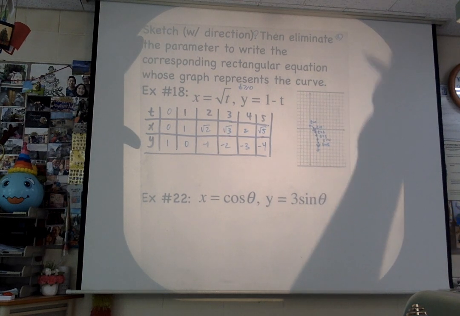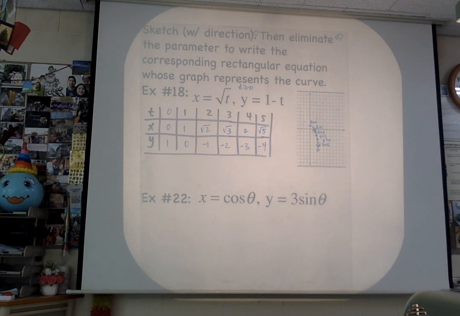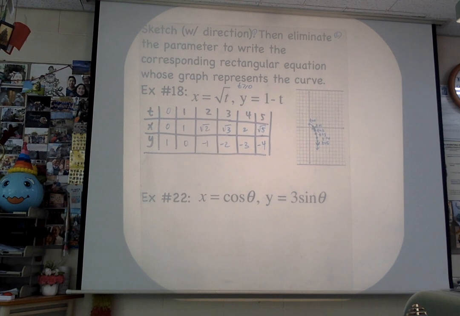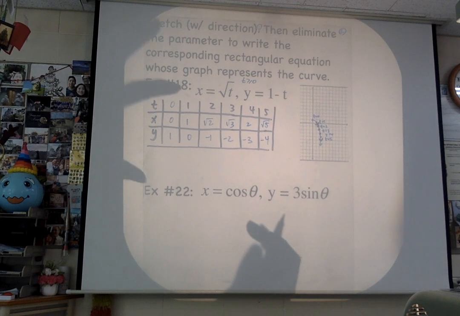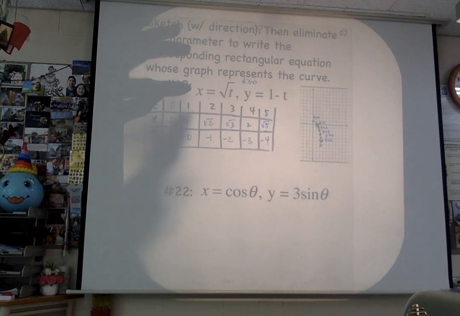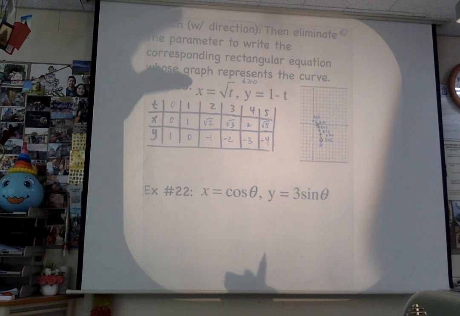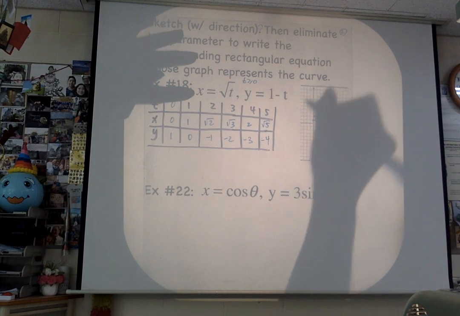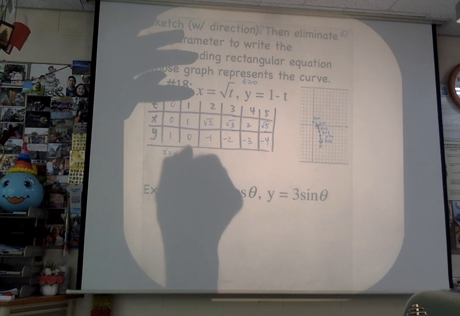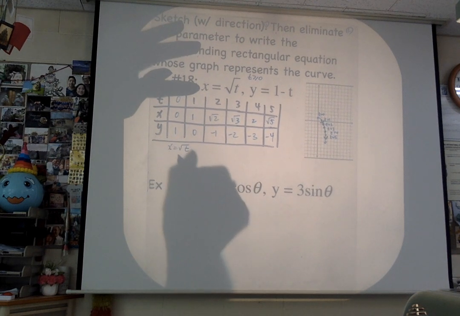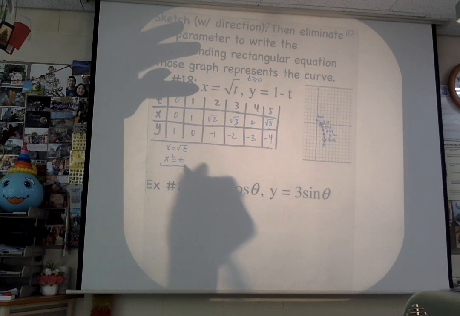Let's eliminate the parameter to write the corresponding rectangular equation, which means to write the equations using x's and y's, no t's, okay? Here we go. Which one's easier for you to solve for t? Maybe the x, right? Let's use the x. x equals root t. That means when you square both sides, you get x squared equals t.